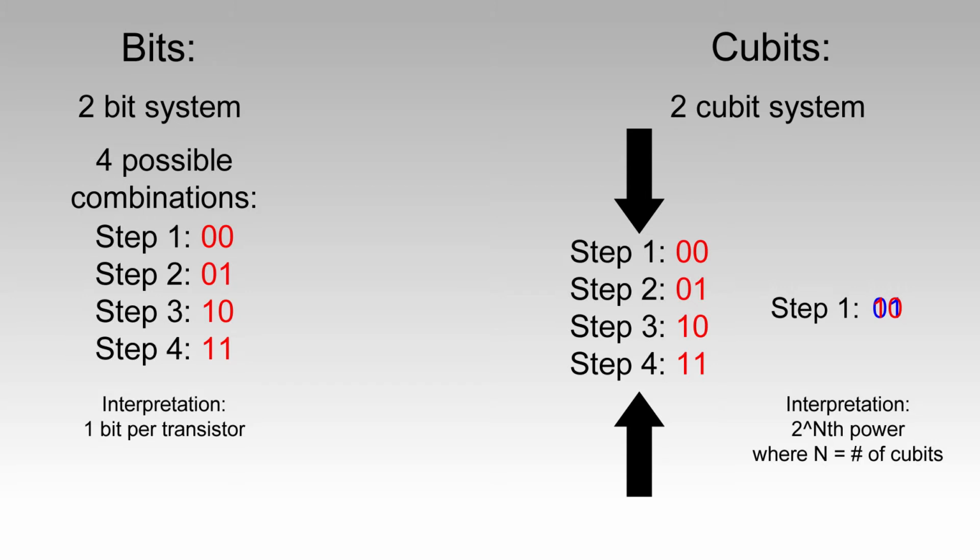Based on the number of qubits, you can have exponentially more information being handled at any given moment of time. And that interpretation is 2 to the nth power, where n is equal to the number of qubits. It has been proven that if you have a quantum computer with 300 qubits and you consider the interpretation laid out in this graphic, you will have 2 to the 300th power, which is more possible outcomes than there are known particles in this universe.